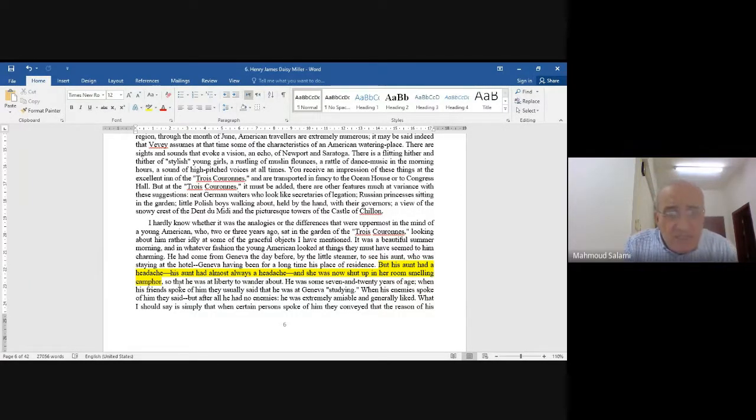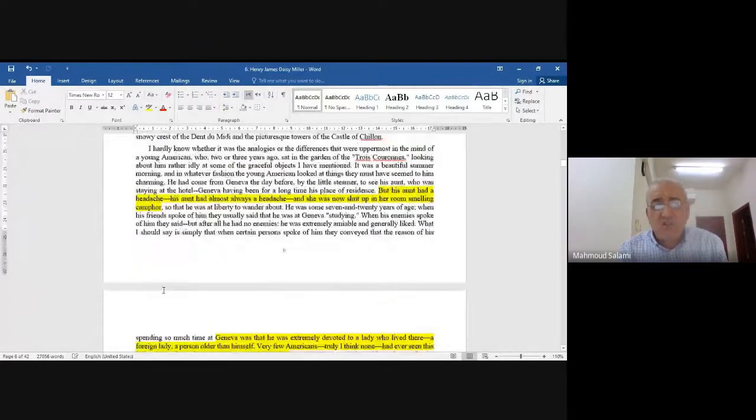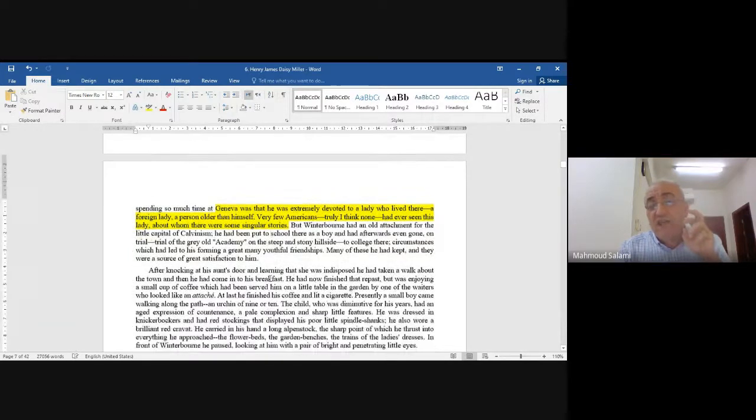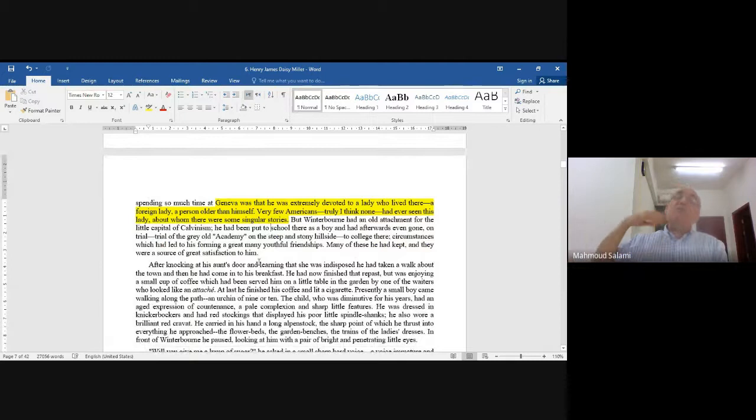What I should say is simply that when certain persons spoke of him, they conveyed that the reason for his spending so much time at Geneva was that he was extremely devoted to a lady who lived there, a foreign lady, a person older than himself. So here is the gossip again, that people say. So he was in Geneva, maybe he was in love with another lady whom we don't know.